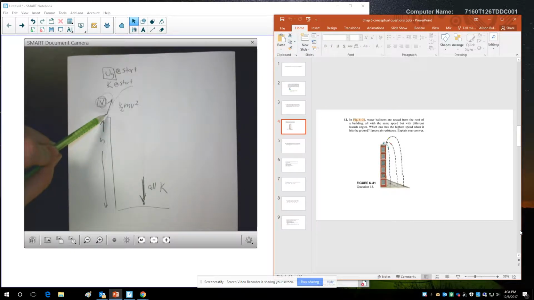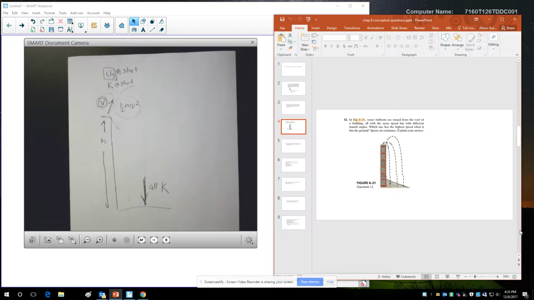If it's a very steep launch angle, it'll go way up high before it turns around and comes back down. And if it's a very shallow launch angle, or even if it's heading down towards the ground, it will spend very little time in the air. But in all cases, we have the same starting combination of kinetic energy and gravitational potential energy. And we have exactly the same kinetic energy at landing, so we have the same speed at landing.